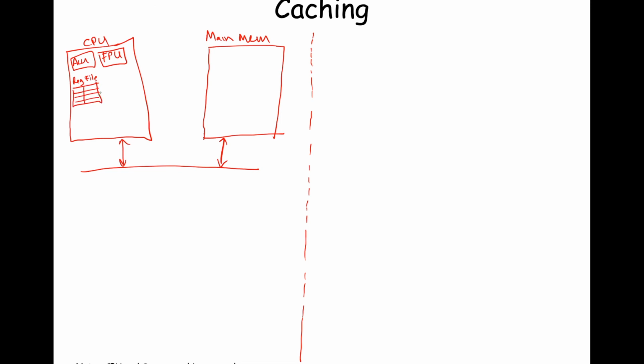That's for temporary values. It's very, very fast, but it's very, very small. And then we also have here something called the instruction cache. I'm going to just abbreviate it, IC. We also have something called the data cache, DC. I'm going to abbreviate it.